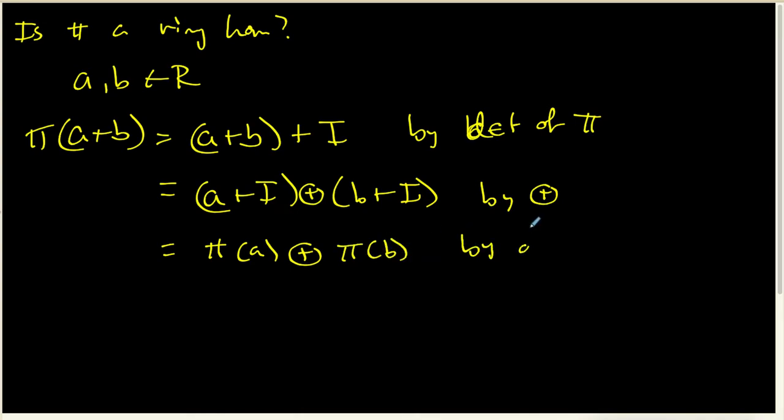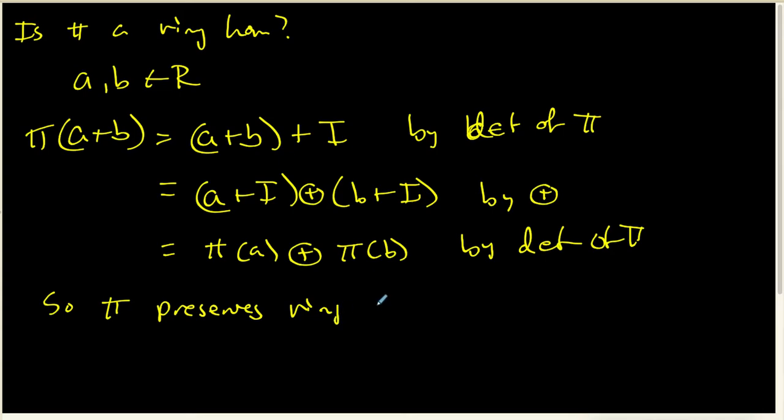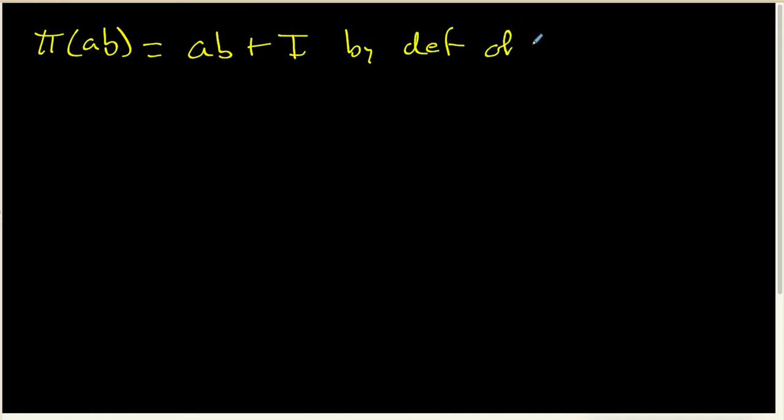And so this is by the definition of the map pi again. So yes, pi preserves ring addition. Well, the next question is does pi preserve ring multiplication? So let's look at that. Let's look at pi of AB. Well, pi of AB is AB plus I by the definition of my map pi.